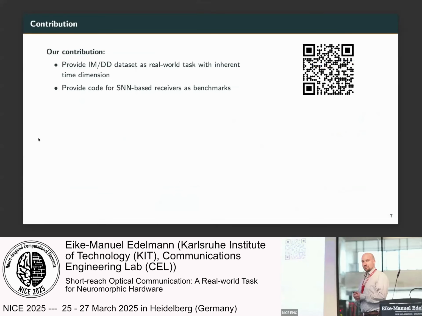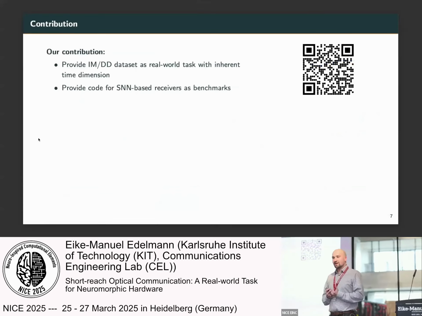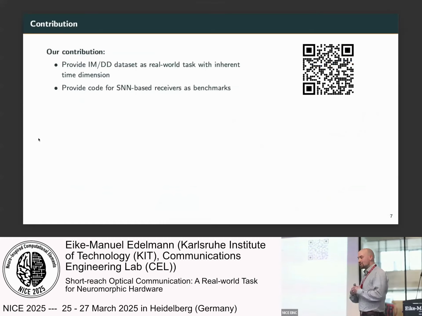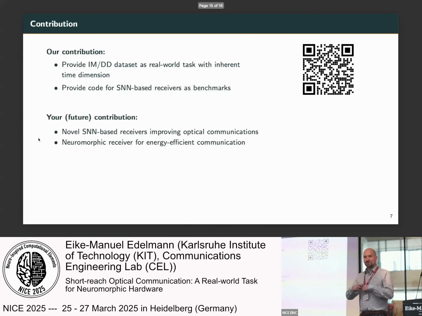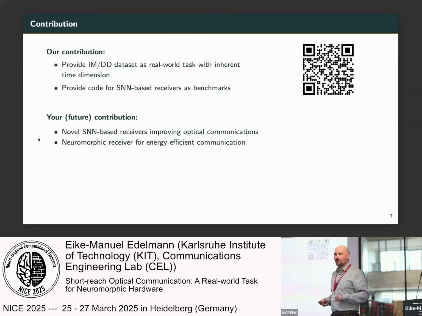Okay, so what's our contribution today? We provided an IMDD data set to you that you can really easily use to benchmark your neuromorphic hardware or algorithms. And it's a real-world task with an inherent time dimension, and you can just generate an unlimited amount of data. Now, the important thing, what is your future contribution? I'm looking forward to seeing, next year, novel SNN-based receivers improving the optical communication, so a lower BER, or a neuromorphic receiver for energy efficient communication, so that a network provider says, hey, we want to have your SNN inside our receiver.